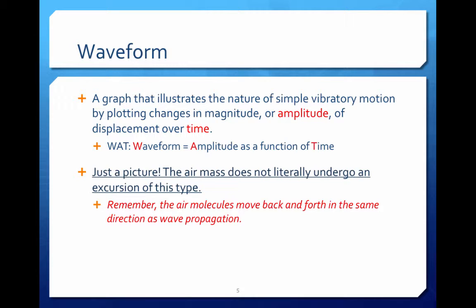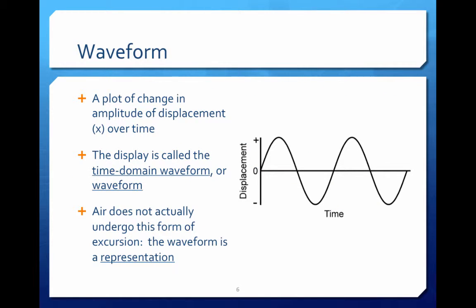A waveform is just a picture. The air mass does not literally undergo an excursion of this type. Remember, the air molecule moves back and forth in the same direction of wave propagation. So a waveform, like this figure, is just a picture. The actual air mass does not travel like this.